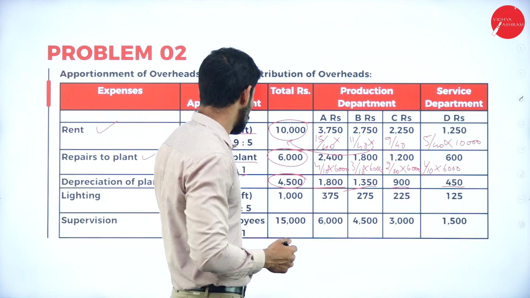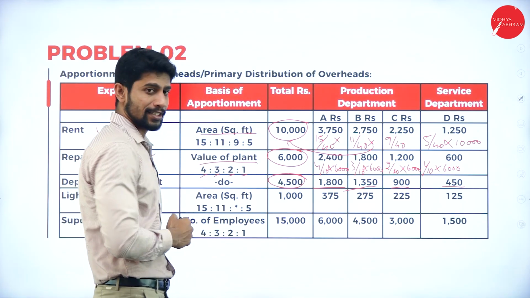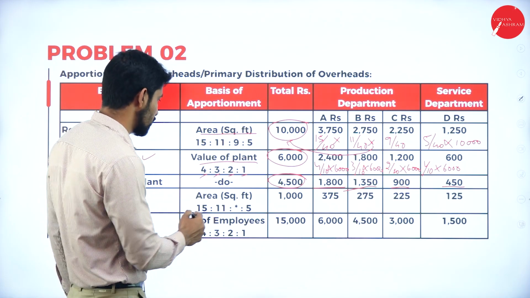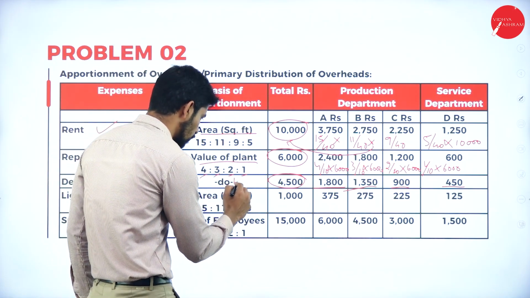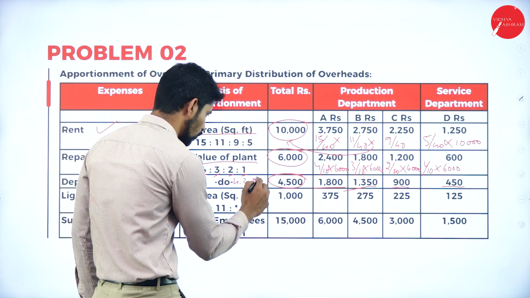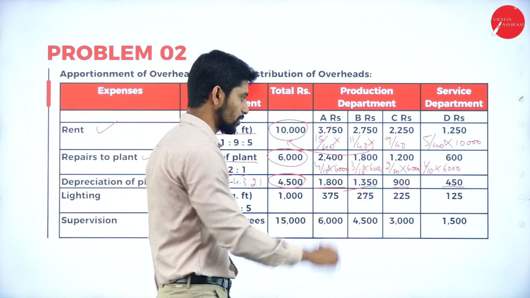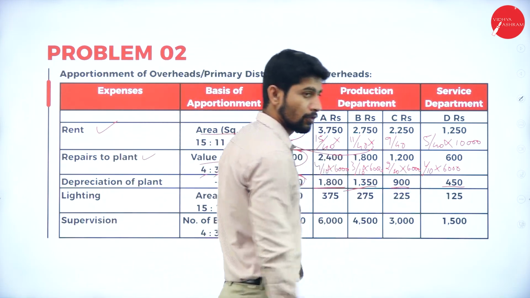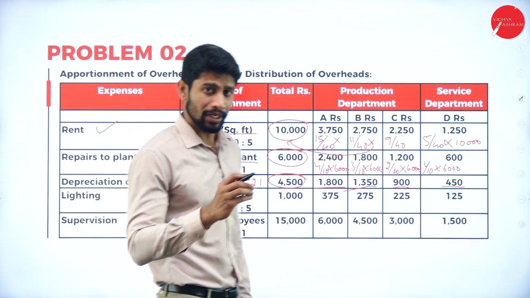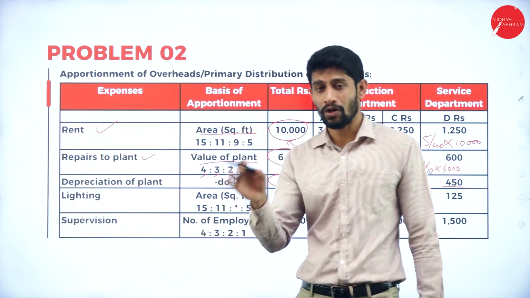So again, on what basis are you going to give depreciation? Again on the basis of value of plant. So for depreciation also it is 4 is to 3 is to 2 is to 1. Same. Okay. So 1,800, 1,350, 900, 450. You will get the same ratios for depreciation also, because we are going to find out the depreciation on value of stock.